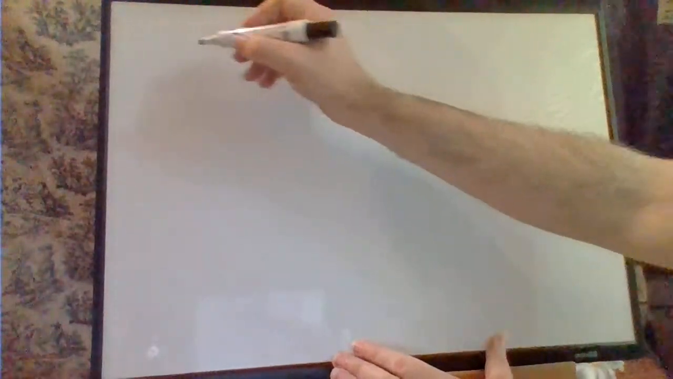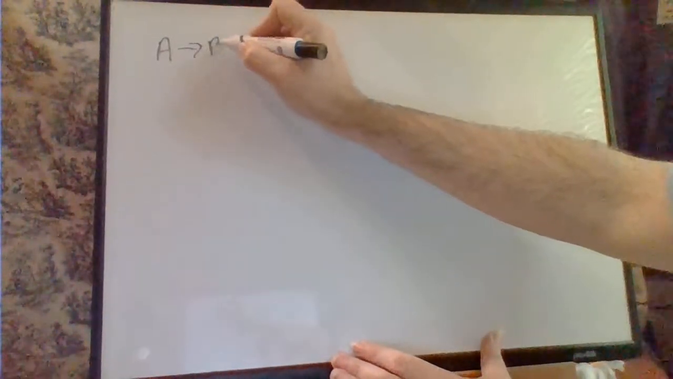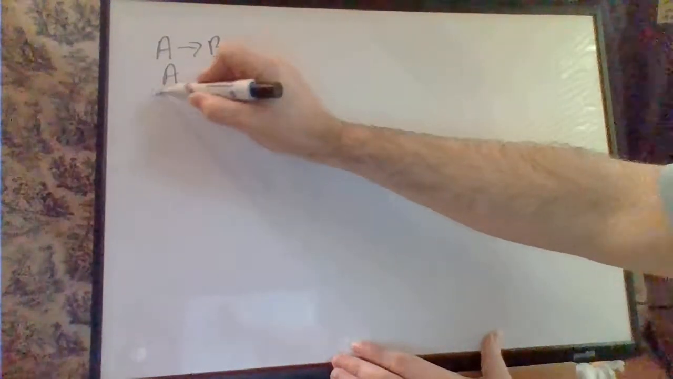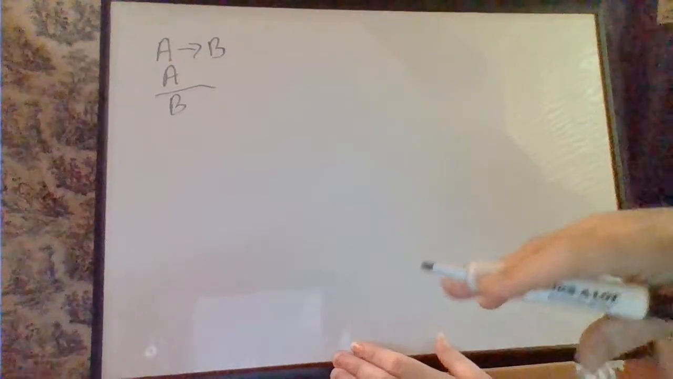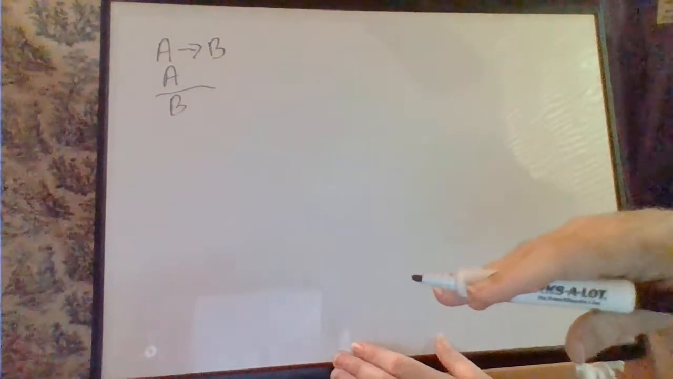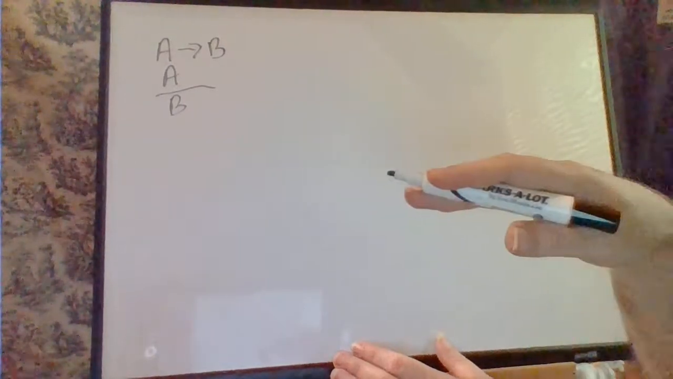So now we're going to take an argument. I'm going to give you a very simple one to start with. If A, then B; A; therefore B. Now, I want to create a truth table to try to determine whether this argument is valid or invalid.